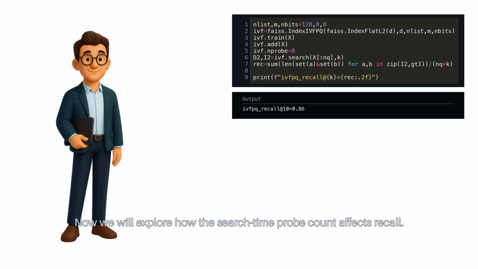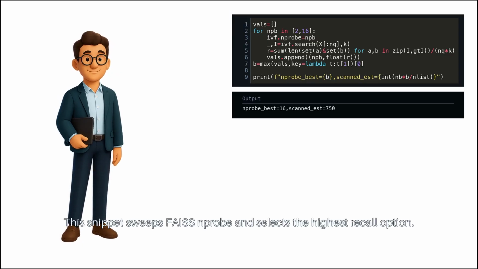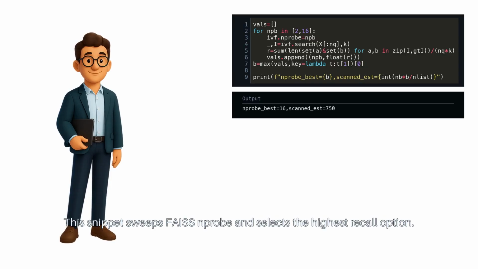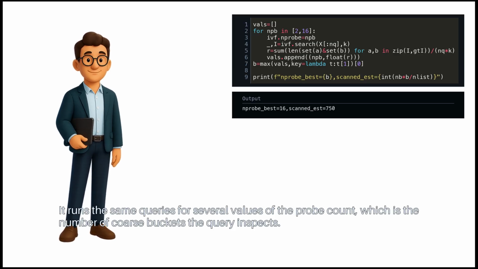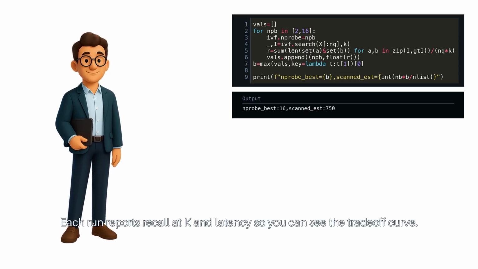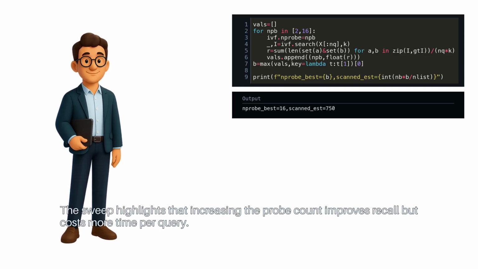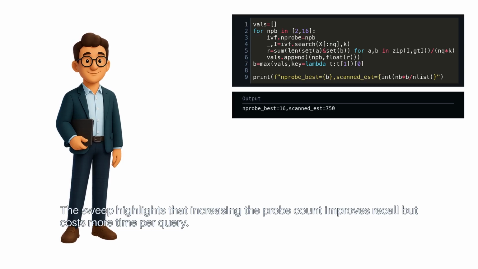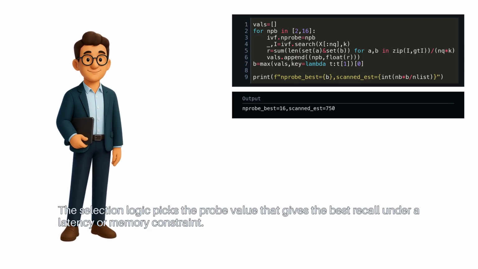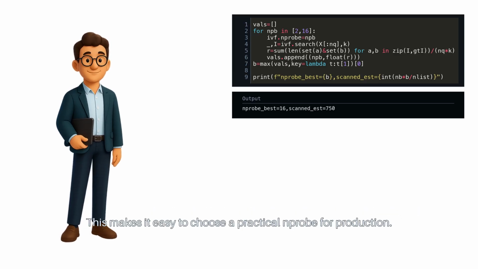Now, we will explore how the search time probe count affects recall. This snippet sweeps FAISS nprobe and selects the highest recall option. It runs the same queries for several values of the probe count, which is the number of coarse buckets the query inspects. Each run reports recall at K and latency, so you can see the trade-off curve. The sweep highlights that increasing the probe count improves recall, but costs more time per query. The selection logic picks the probe value that gives the best recall under a latency or memory constraint. This makes it easy to choose a practical nprobe for production.